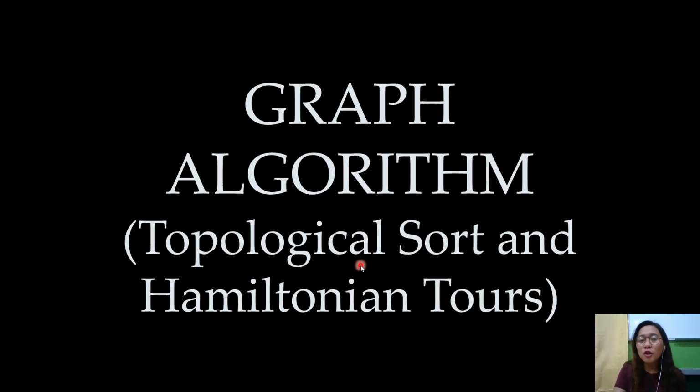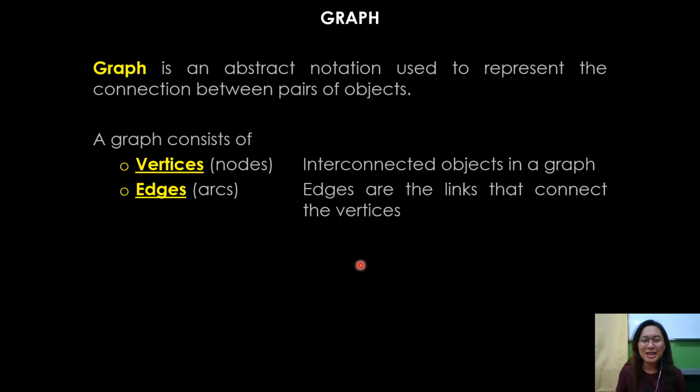So let's start with a basic introduction of what a graph is. By definition, a graph is an abstract notation used to represent the connection between pairs of objects. A graph consists of vertices and edges. Vertices are also commonly known as nodes, which are the interconnected objects in a graph. And edges are also commonly known as arcs, which are links that connect the vertices.